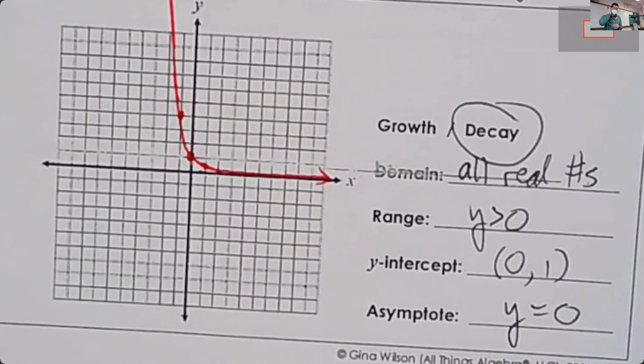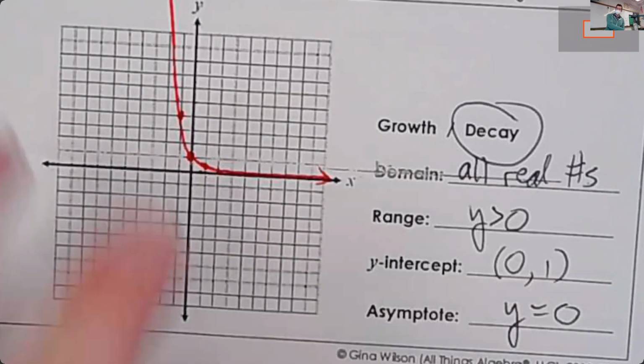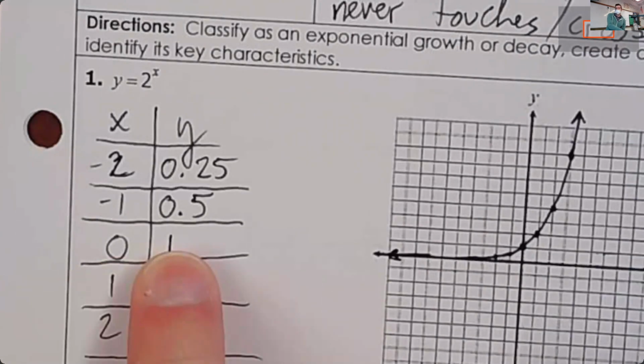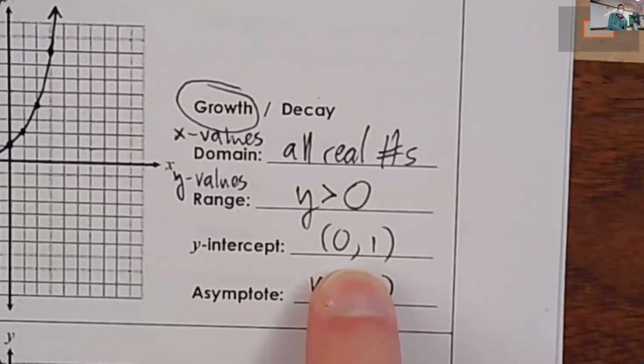What's that? So anytime x is 0, the y value with that is the y-intercept. So it's going to be 0, 1. Yeah.